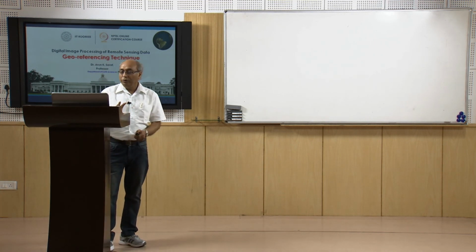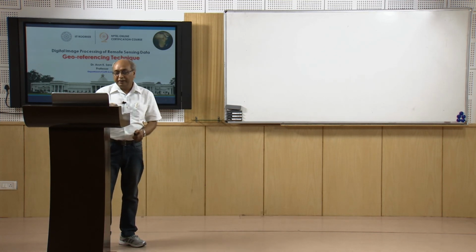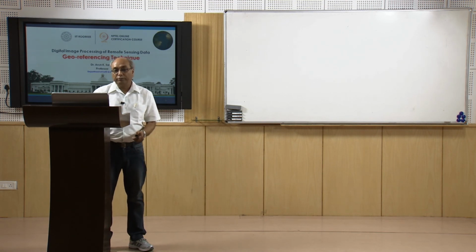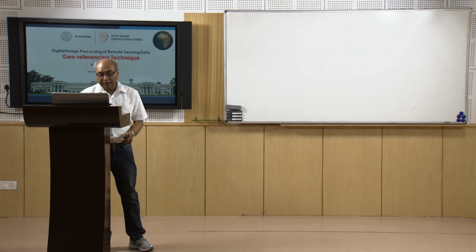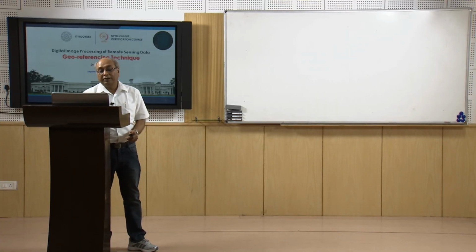So if you don't want to compromise on the image quality, then don't choose bilinear, choose nearest neighbor. In that way it is a very honest kind of resampling technique. This method requires 3 to 4 times the computation time as compared to nearest neighbor, because 4 pixels are involved, and their weighted average has to be calculated. In case of nearest neighbor, not much calculation, just transformation from original to target one. And highly accurate registration will achieve more faithful pixel values if I have done the first 2 steps very accurately from the original uncorrected image.